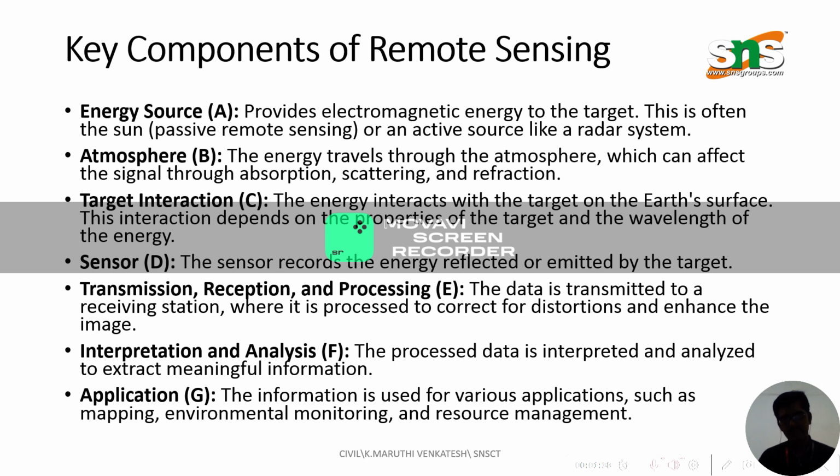Transmission, reception, and processing. The data is transmitted to a receiving station where it is processed to correct for distortion and enhance the image. The next one is interpretation analysis. The processed data is interpreted and analyzed to extract meaningful information. Application. Information is used for various applications such as mapping, environmental monitoring, and resource management.